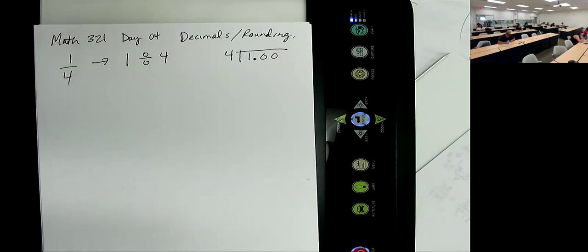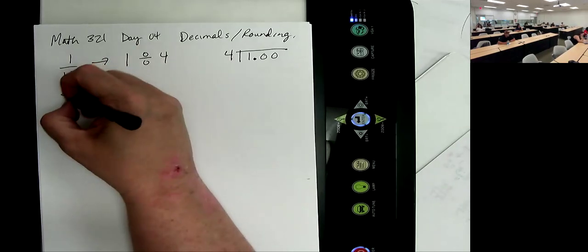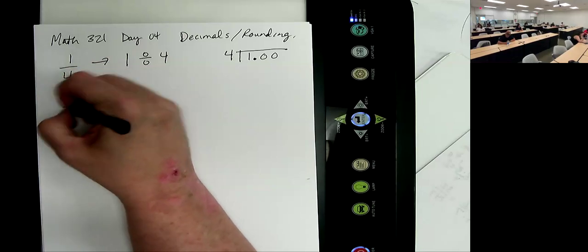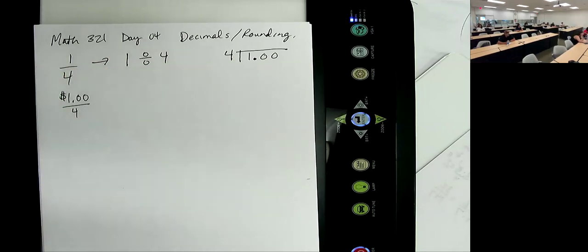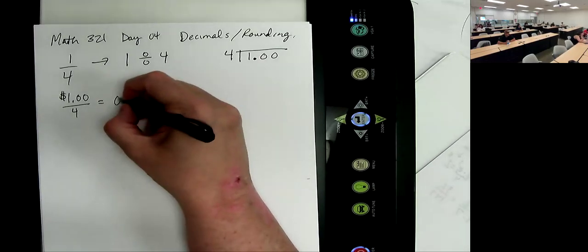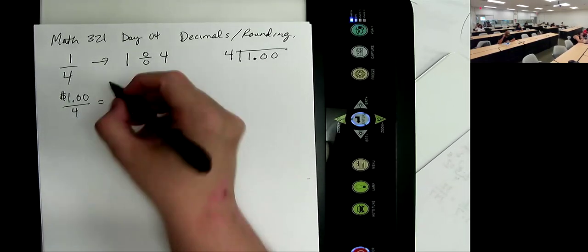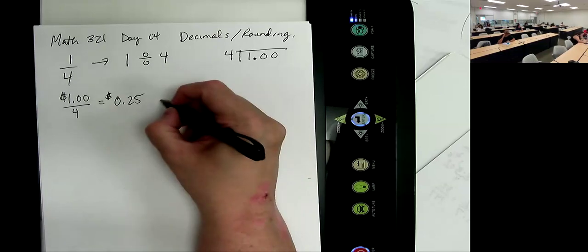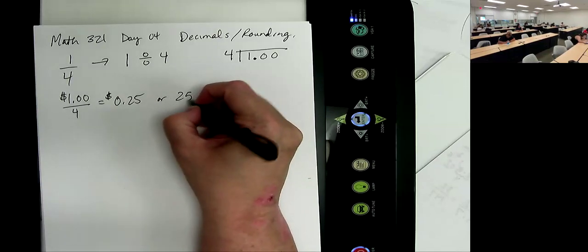But I guarantee everyone in this room knows 1/4. Because what is $1 divided into 4? 25 cents, right? That's how we would write it in terms of dollars, or 25 cents.